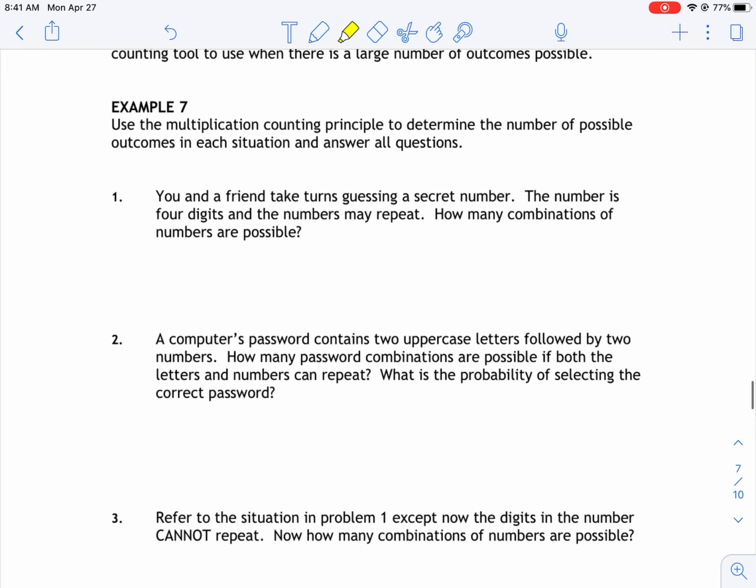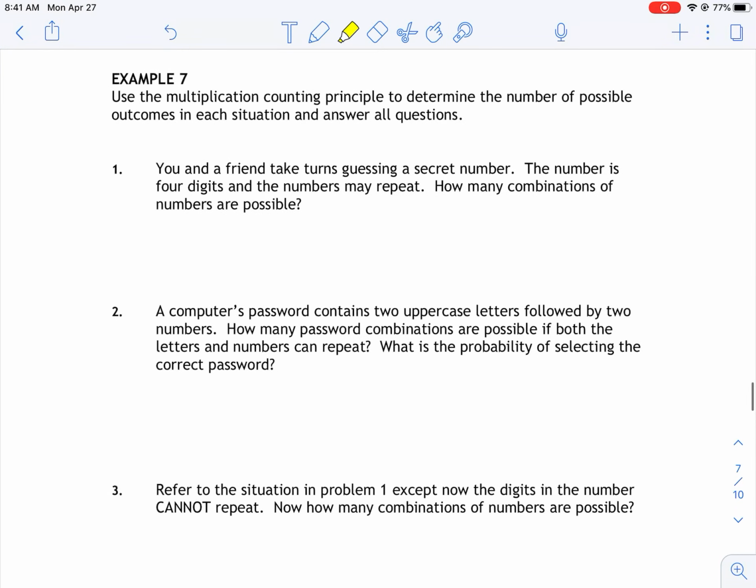I'm going to demonstrate this by going right into the examples, and we're going to do examples 1 and 2 together. Then I'm going to leave you 3 and 4 to do. I'll give you a hint on 3, and then I'll leave you to do 4 on your own. We're going to start here with example 1. I'm going to read it to you, and then we're going to go over it together.